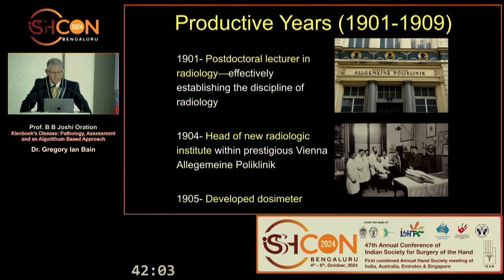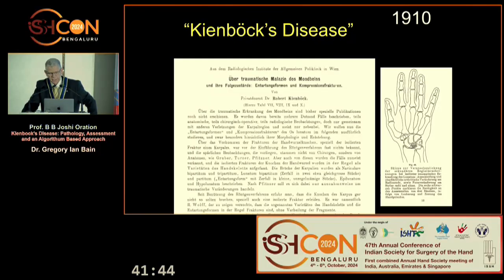He then became a postdoctorate lecturer in radiology, the head of one of the big radiology institutes when it was built, and he created the concept of looking at a dosimeter, which was probably quite important because Röntgen's wife actually died from radiation poisoning, as she was one of the first patients to receive the radiation. In 1910, he published this paper, which we think is very famous, where it outlines the role of avascular necrosis of the lunate in an atraumatic model.